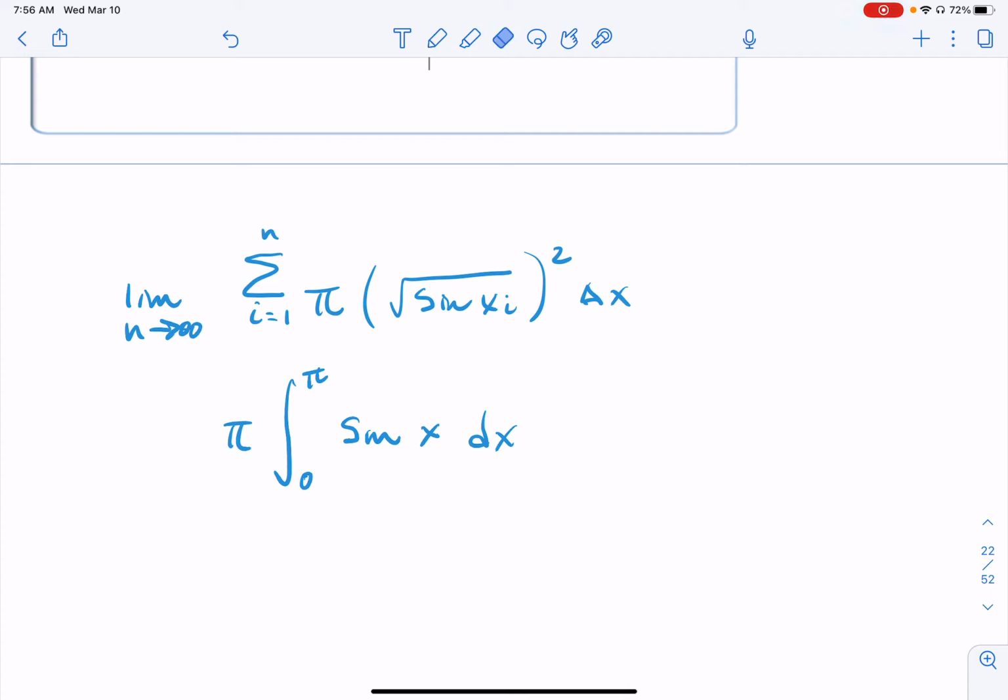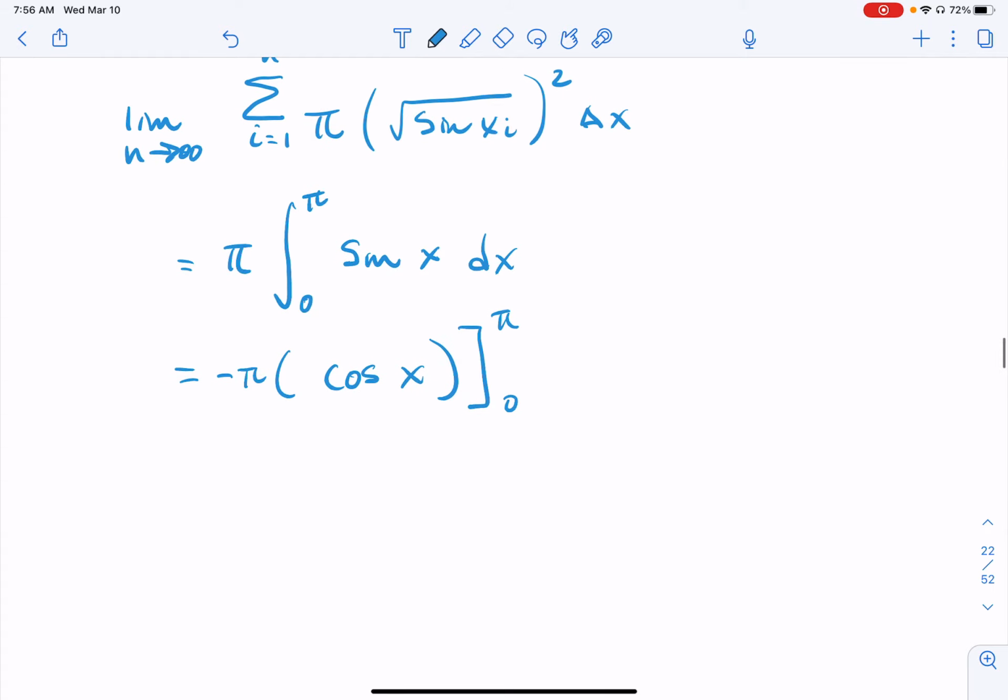Why is it so easy? It's so easy because the antiderivative of sine is negative cosine. And then we'll evaluate that from 0 to pi. And then you know what? I'm just going to take this negative sign, bring that on the outside with that pi, and then evaluate it using FTC.